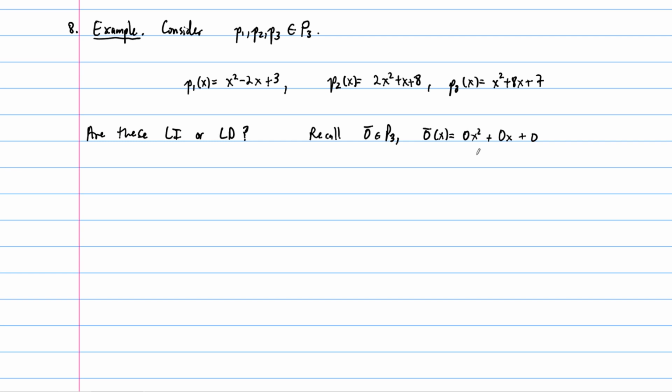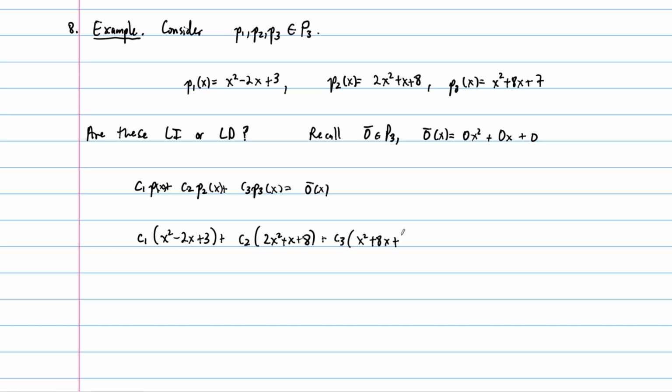Alright guys, so remember we're trying to figure out if these 3 polynomial vectors are linearly independent or linearly dependent. So what we need to do is write out the system of equations. C1 P1 of x plus C2 P2 of x plus C3 P3 of x is supposed to equal the 0 polynomial, 0 of x. And then if we write this out, what we see is we get C1 times x squared minus 2x plus 3 plus C2 times 2x squared plus x plus 8 plus C3 times x squared plus 8x plus 7.